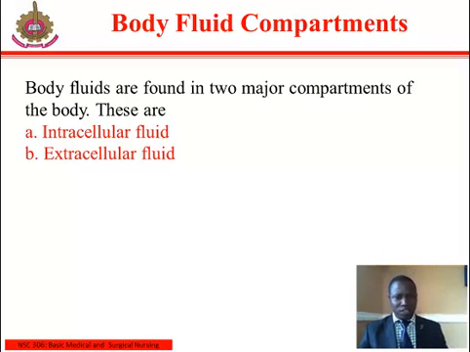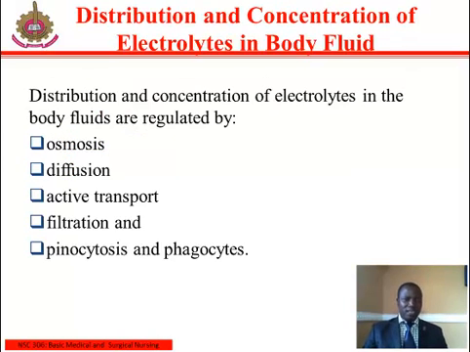Number 2, the extracellular fluid. This is found outside the cells. The main electrolyte is sodium. The extracellular fluid is made up of two compartments, the interstitial and the intravascular fluid compartments. You can read more about that in your course material.